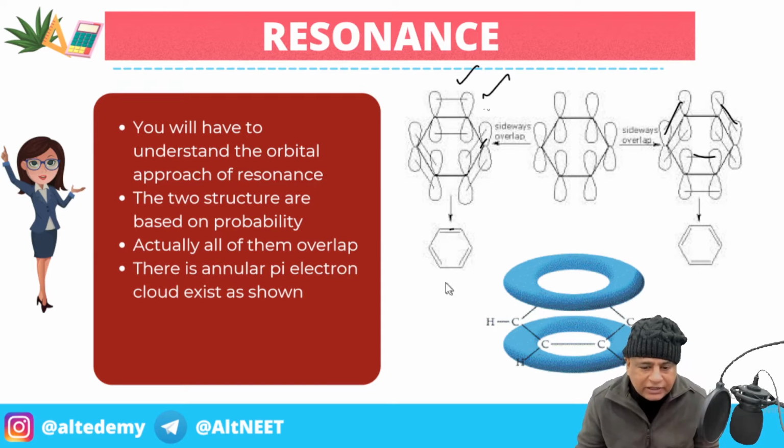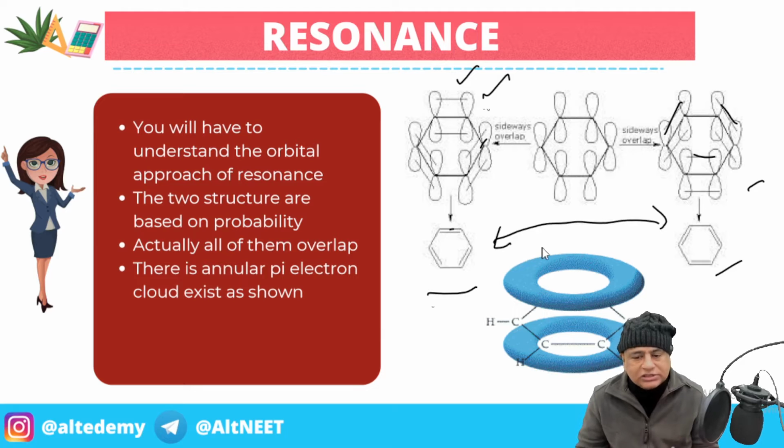If such kind of sharing happens, we can get a structure like this. If this kind of sharing takes place, we'll get a structure like this. But both these structures do not satisfy the actual structure of benzene. The actual structure is this. Actually, all of them overlap. There is an annular pi electron cloud that exists as shown. You can see this is the annular pi electron cloud.